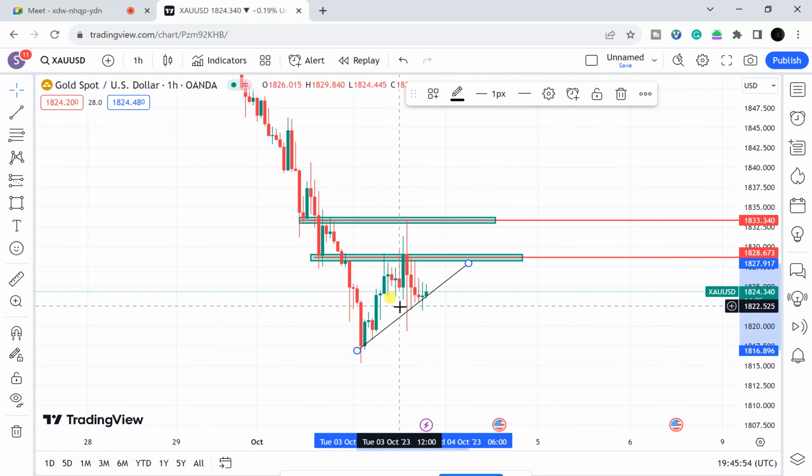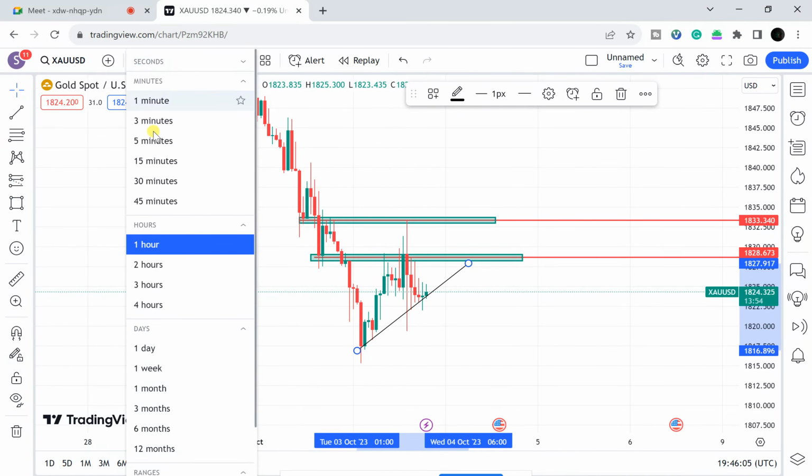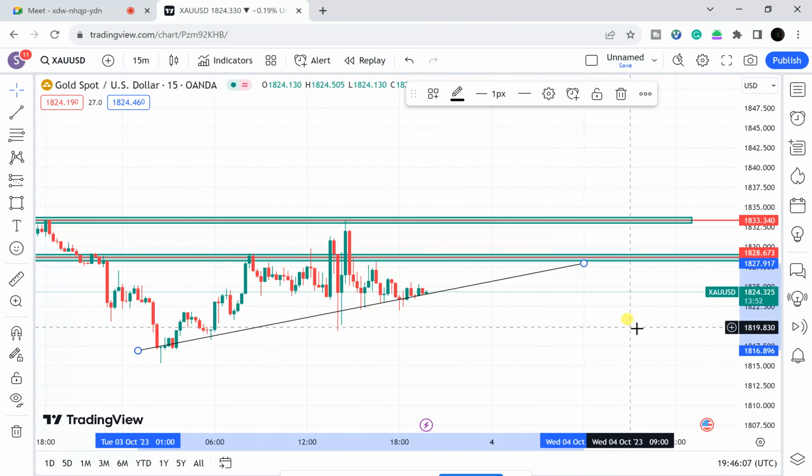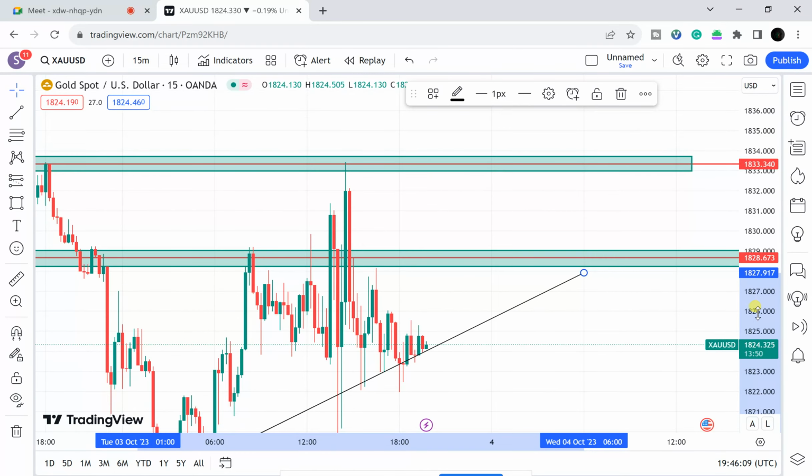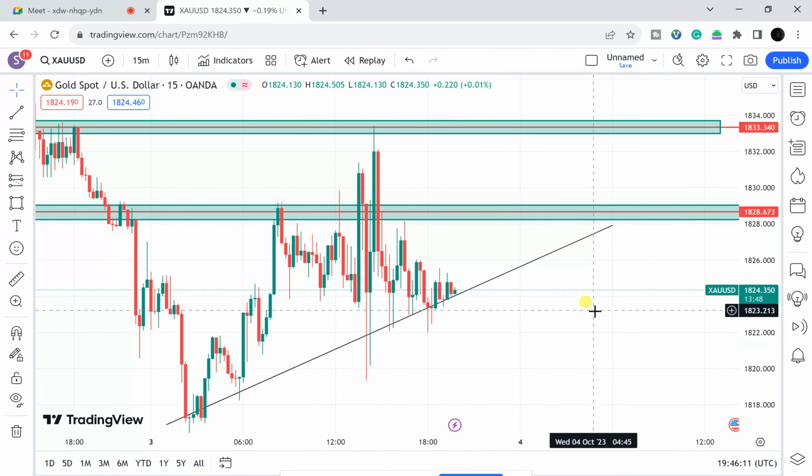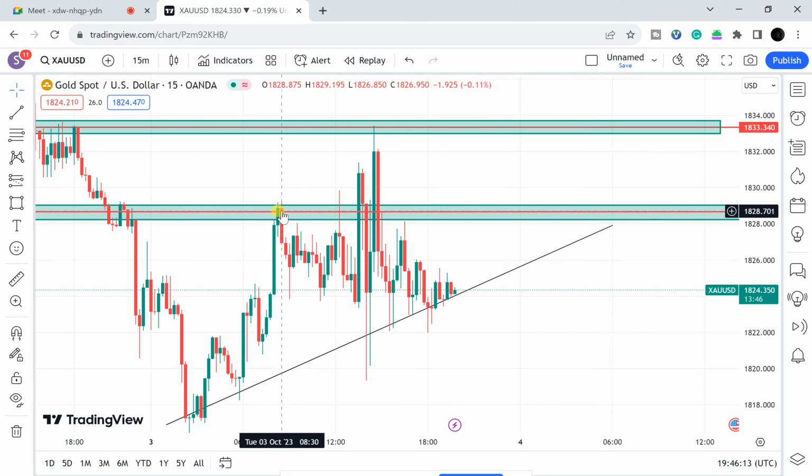All right, so how do we know when to break even? Now you are in a trade and let's say this was where you took the sell, somewhere here. The first thing you do is you go to your 15 minutes time frame, you check the pattern that is forming there. All right, now you place the trade here. Now you see that the trade starts dropping. Now from your entry, from 1828 to 1824, that's 40 pips.